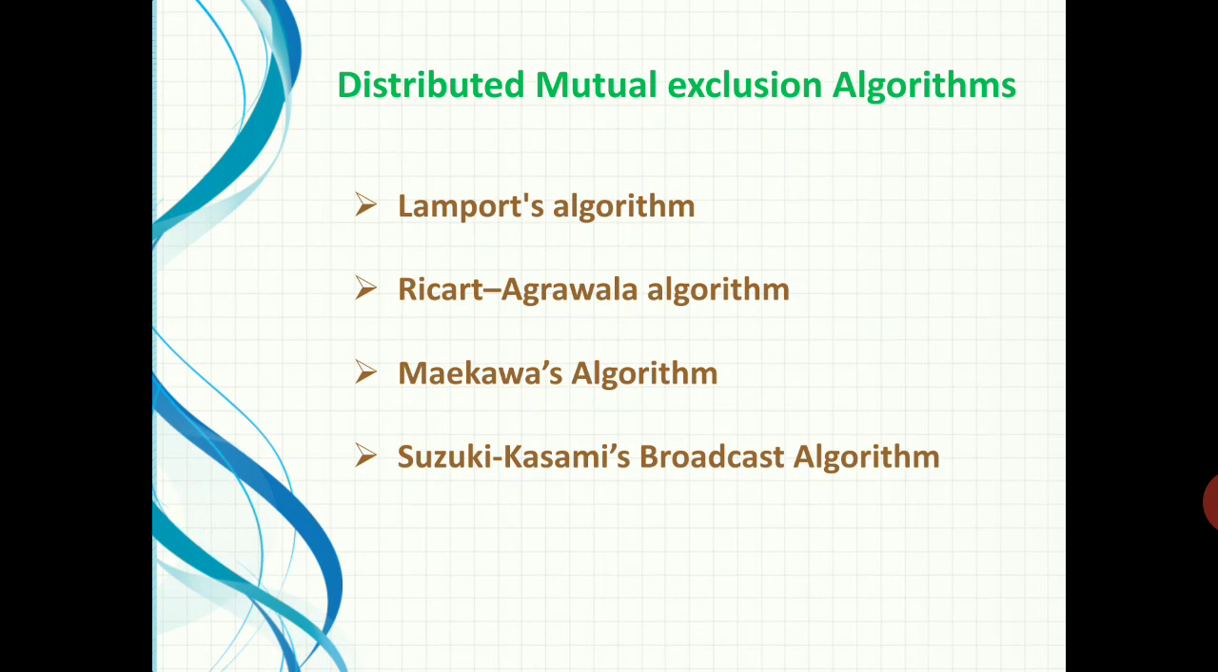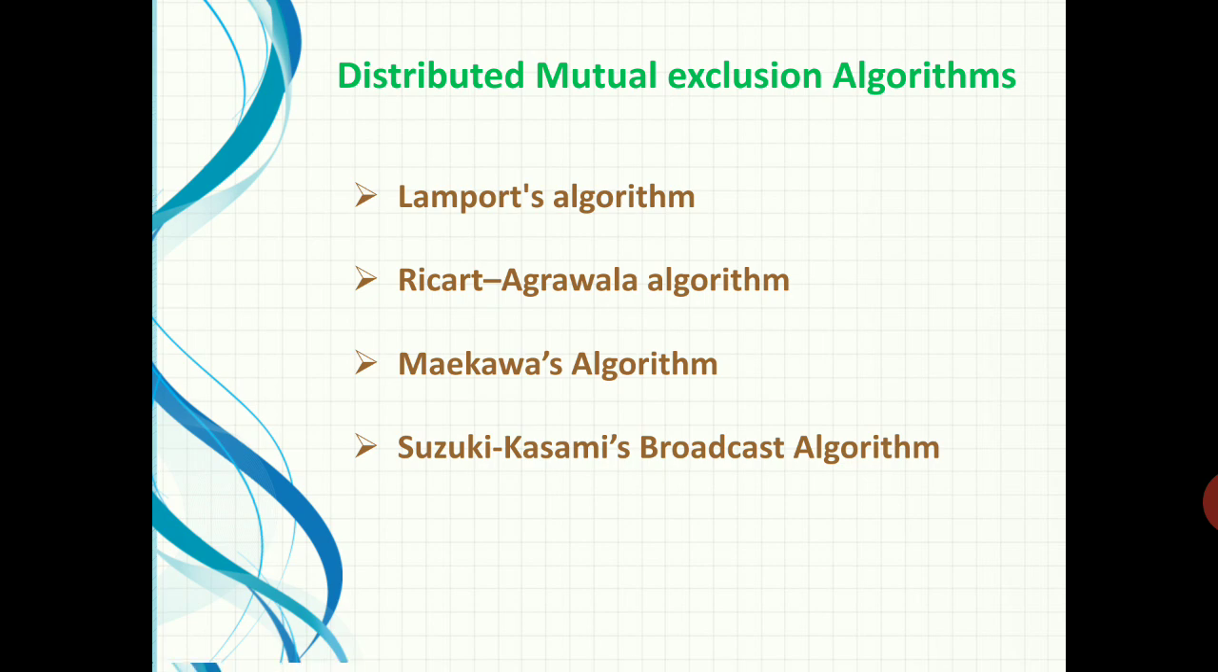There are some distributed mutual exclusion algorithms: Lamport's algorithm, Ricart-Agrawala algorithm, Maekawa's algorithm, and Suzuki-Kasami broadcast algorithm. The distributed system has to use some distributed mutual exclusion algorithm. The distributed mutual exclusion algorithm must deal with unpredictable message delay and incomplete knowledge of the system state.